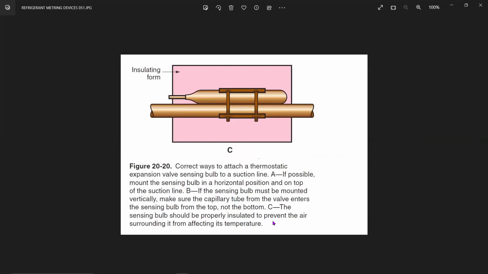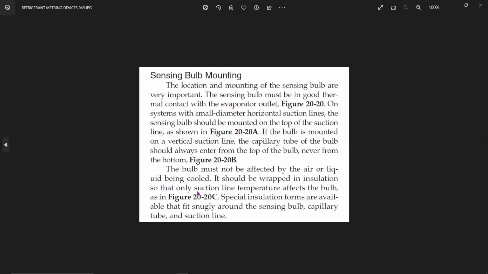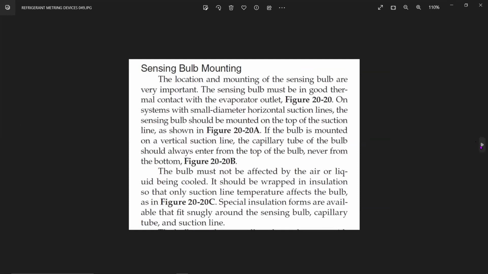The sensing bulb is properly insulated, तो एक पूरा insulating foam है, तो उसके ऊपर वो लगा के you are having it entirely, so it is not actually affected by the ambient air or the liquid or whatever is in the air. Okay, that is basically one idea.